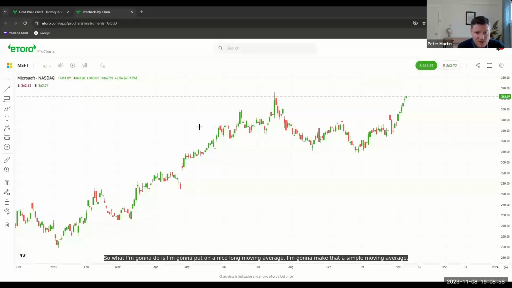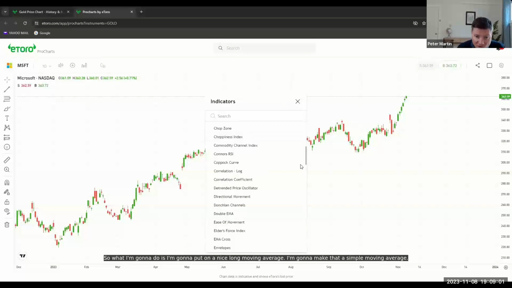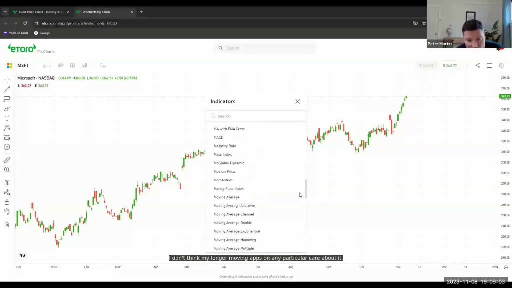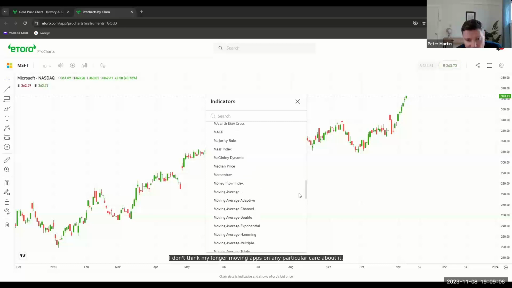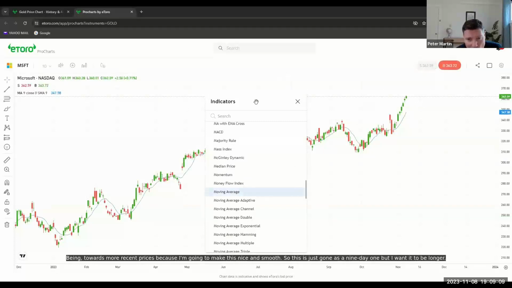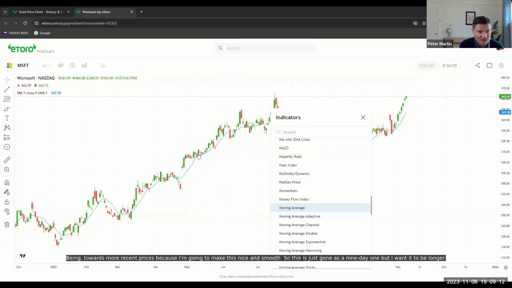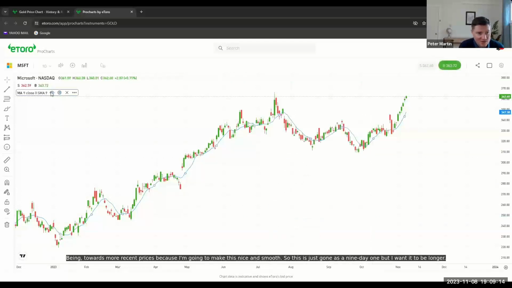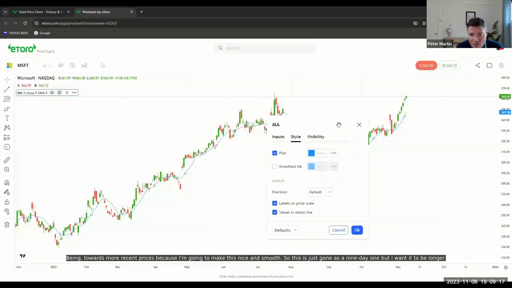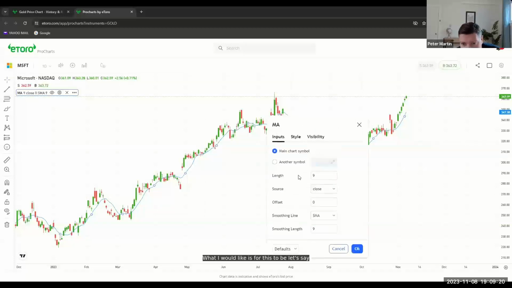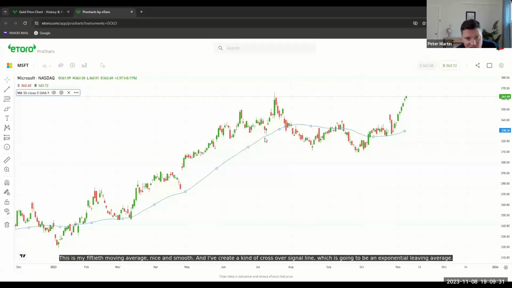What I'm going to do is put on a nice long moving average, and I'm going to make that a simple moving average. I don't particularly care about my longer moving average being weighted towards more recent prices, because I'm going to make this nice and smooth. This has just gone on as a 9-day one, but I want it to be longer. I'm going to say a 50-day moving average. So this is my 50-day moving average, nice and smooth. And then I create a crossover signal line, which is going to be an exponential moving average.